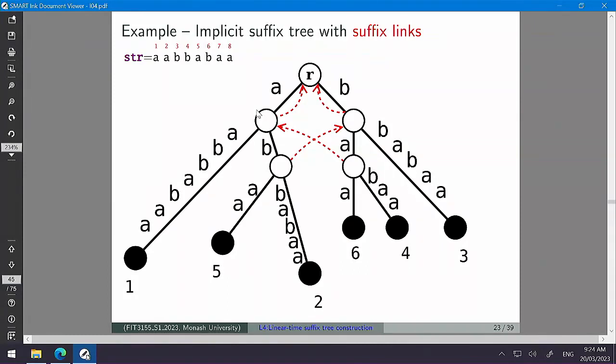Now take a look at this instance. If you call this U, what's the path? The path is AB. So if AB is the path, it's pointing to this, and its path is B. So C beta, where C here is A and beta is B. So the path that goes from the root to an internal node which spells out the beta path will receive the suffix link from this to this.